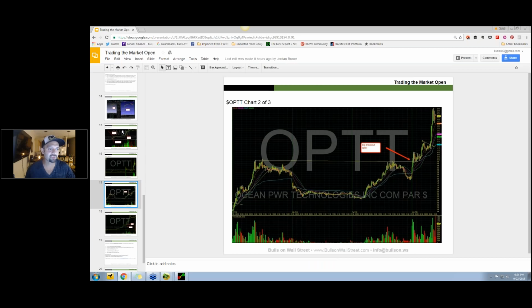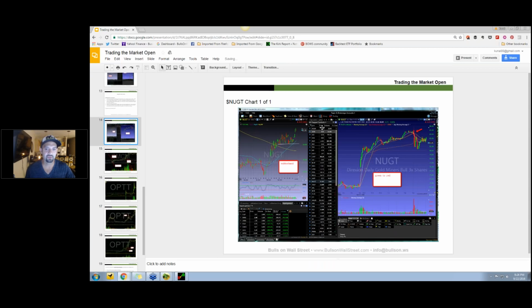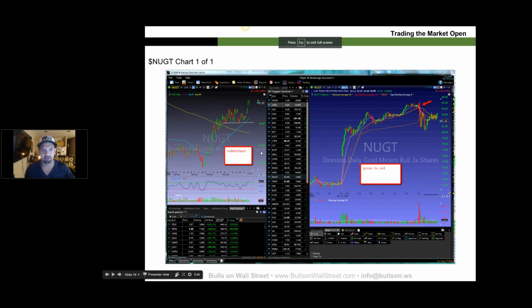So you don't have to just be thinking like, oh my gosh, I can only do this on turds like OPTT. Not a chance. So this is the other part. This is what I love. We can do the setup in reverse. Not just red to green, but green to reds.